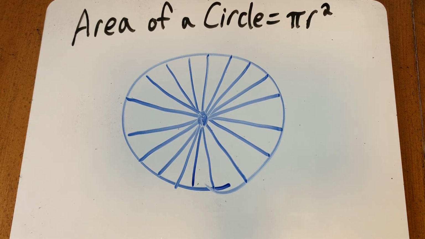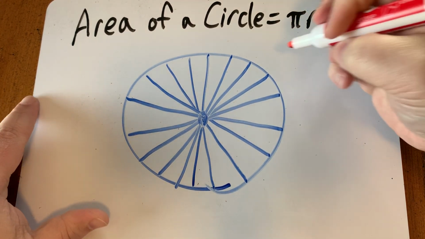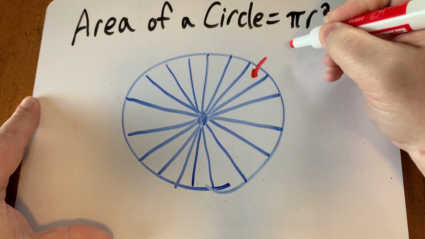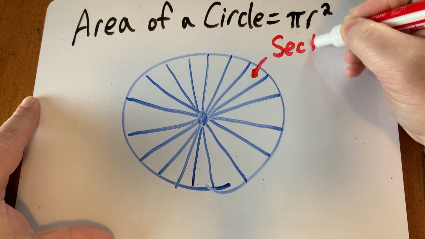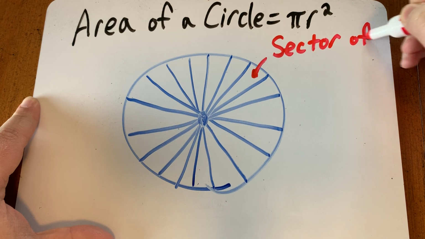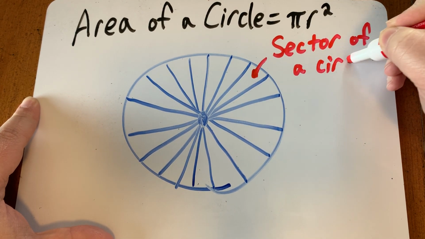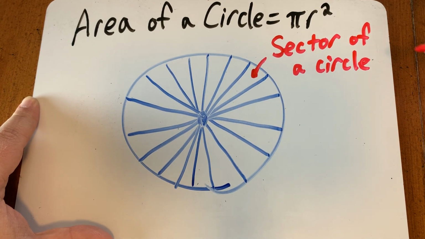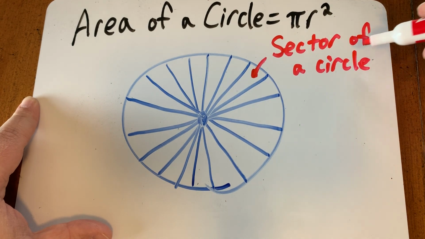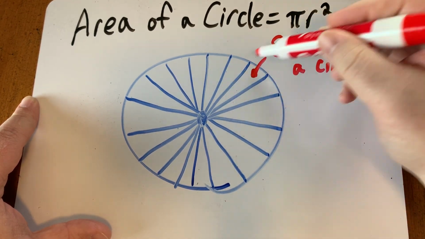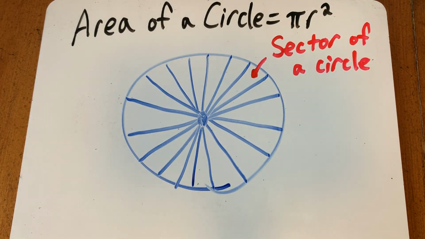A figure like that has a name. A region in a circle bounded by 2 radii and an arc is called a sector of a circle. So a sector of a circle is a region bounded by 2 radii and an arc. It is not a wedge. It is not a slice. It is called a sector of a circle in geometry.